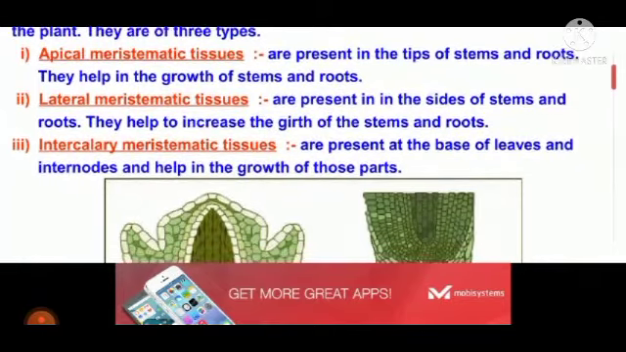Now we will study about lateral meristematic tissue. These tissues are present on the side of the plant and also increase the width of the plant, also called as cambium. Now we will discuss about the intercalary meristematic tissue. Intercalary meristematic tissue are present in the organ of the plant, increase the length and width of the organ, and also they are present on the base of the leaf and the internodes and help in the growth of those parts.